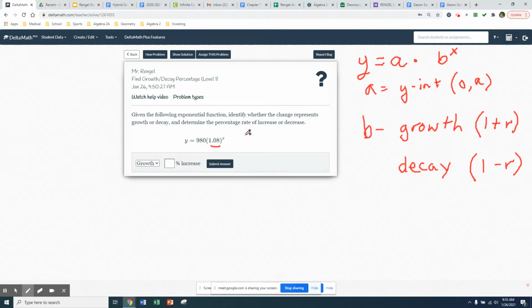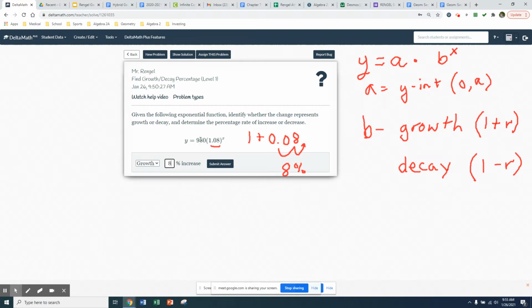But what is the growth? Well, the growth is what percent is it above 1? So here it's 1.08. So that would mean that it's 0.08 above 1. Now 0.08 right now is a decimal. To change that to a percent, I would need to move it 2 to the right. So 0.08 as a percent is going to be 8%. So I'd put growth, and then my second, what percent increase is that? That's going to be an 8% increase.